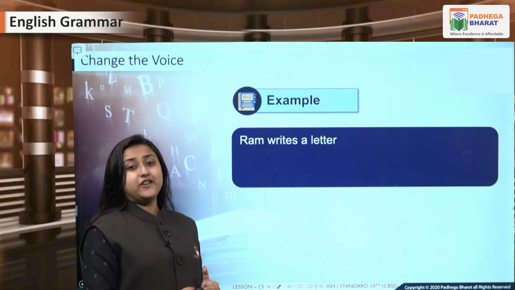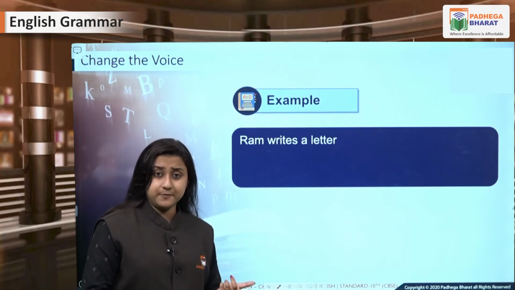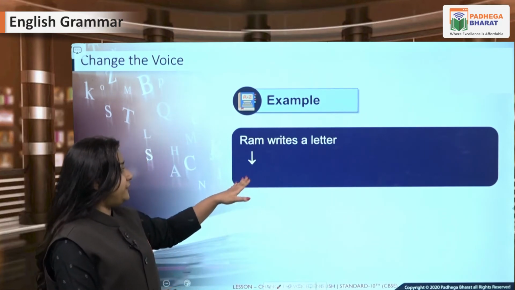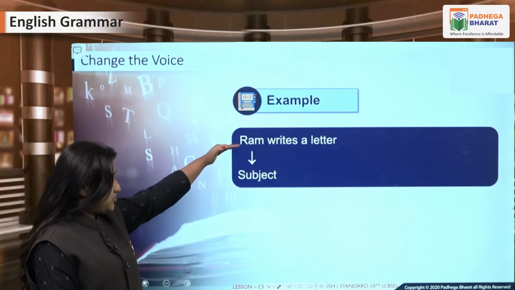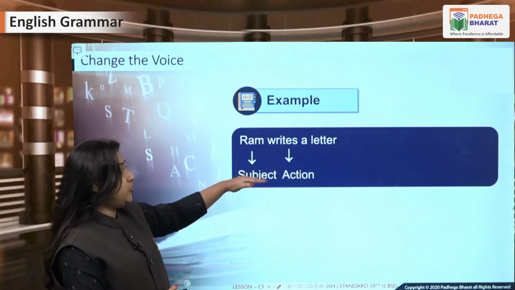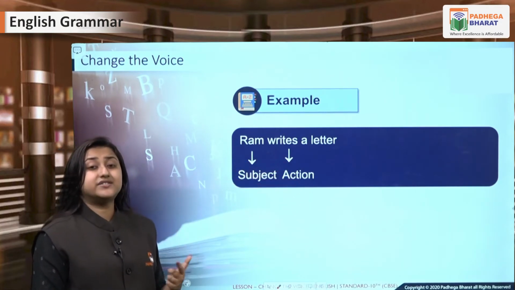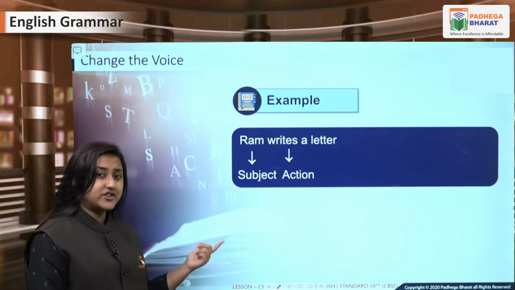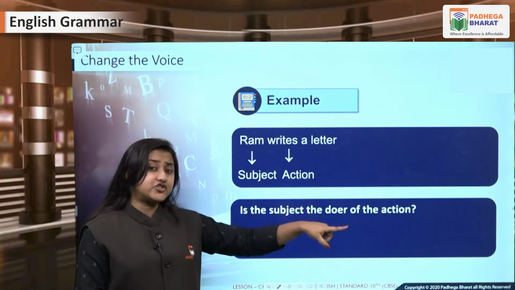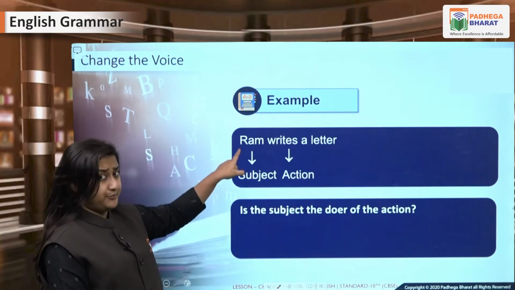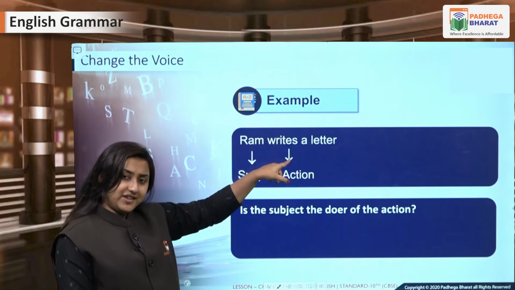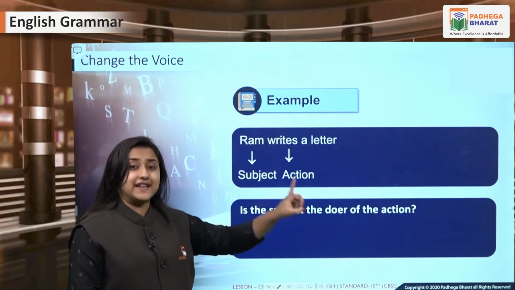Then you need to identify the action word or the verb. What is the action? It is "writes." So, after you have identified the subject as Ram and "writes" as the action, we need to ask ourselves a question. And what is that question? Is the subject the doer of the action? What is the meaning of this? Is Ram the doer of this action "writes"? Is Ram doing the action? Is Ram writing? Yes, the answer is yes.